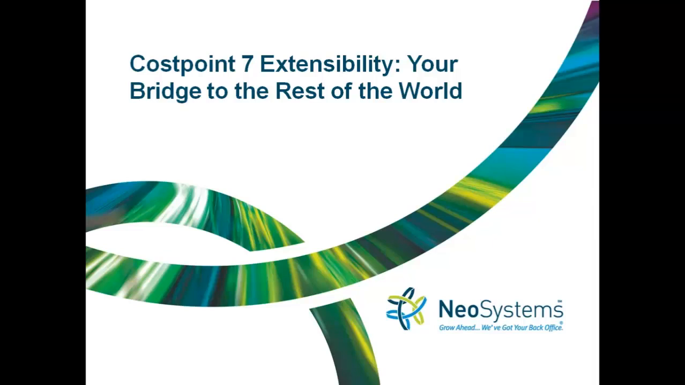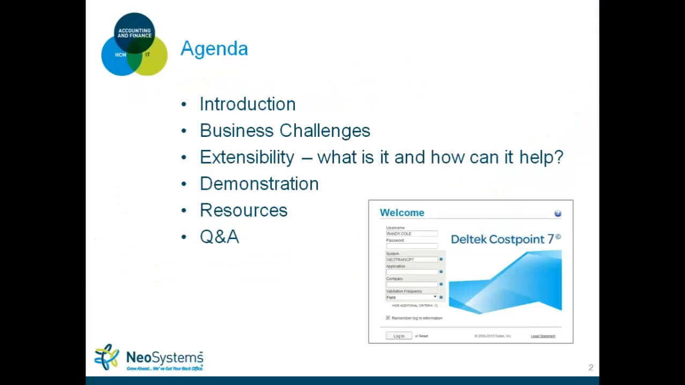Costpoint 7 Extensibility. We've all read the brochures by now, the literature, where it lets you add fields, validate fields, but really, what does it mean? How does it help you? It allows you to add the fields you needed for other applications. It allows you to validate them, make a field required, and make other fields that already exist required. And this will help you to extend Costpoint, your bridge to your other applications, and in fact, the rest of the world.